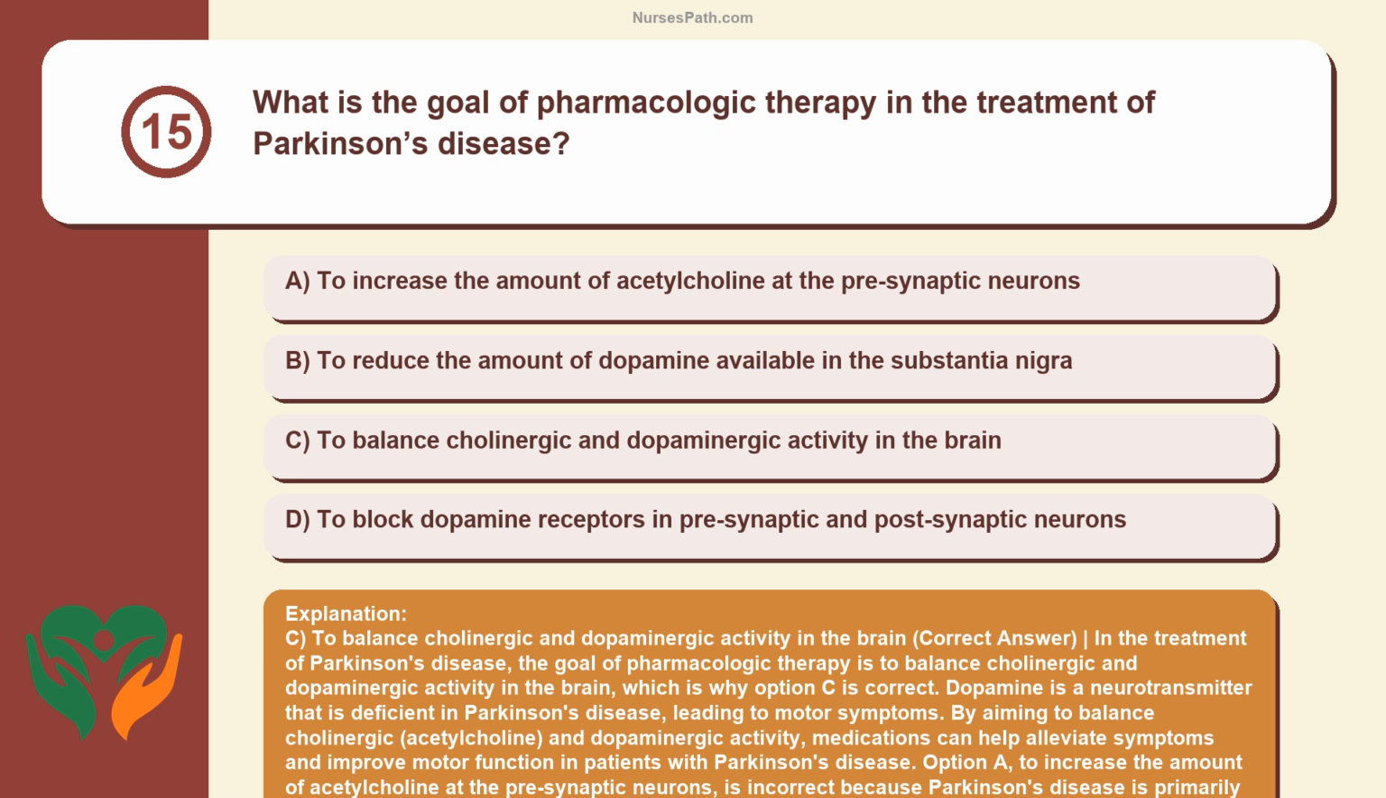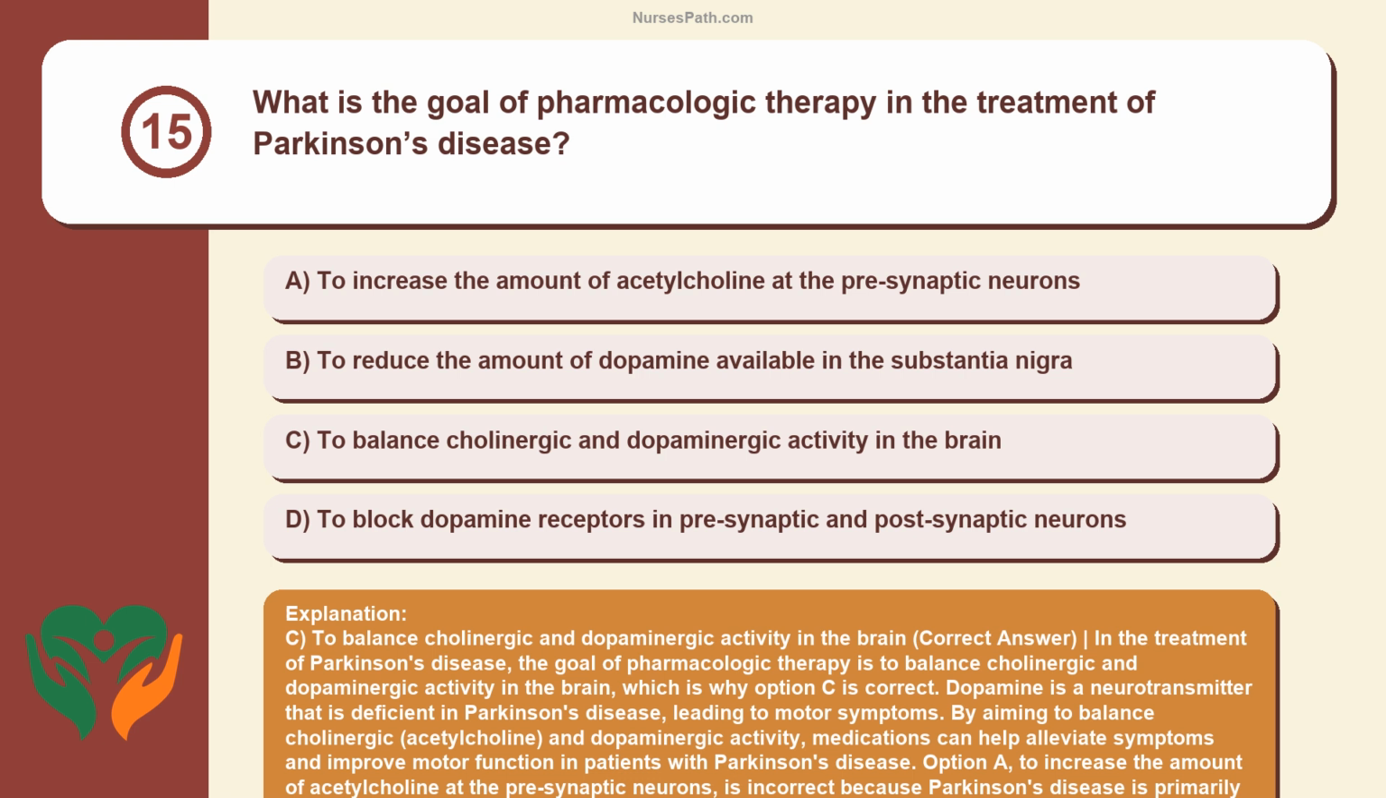Option A, to increase the amount of acetylcholine at the presynaptic neurons, is incorrect because Parkinson's disease is primarily characterized by a lack of dopamine, not acetylcholine. Option B, to reduce the amount of dopamine available in the substantia nigra, is also incorrect as the goal is to increase dopamine levels to compensate for the deficiency.